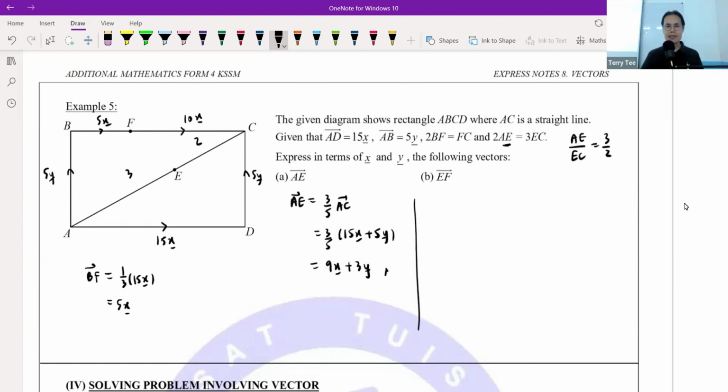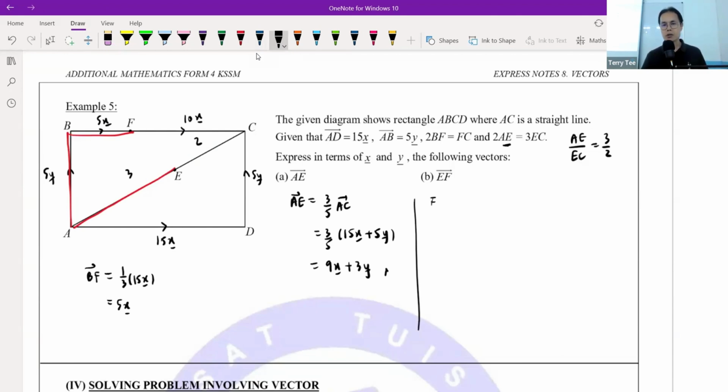The second part, EF, means I can go E to C, C to F. You can do it this way. Another way will be E to A, A to B, B to F. Now, although this is longer, I think this is easier. Why? Because we already calculated our AE. If you go direct, you can, but you have to recalculate your EC. I don't want to recalculate my EC. I will know AE.